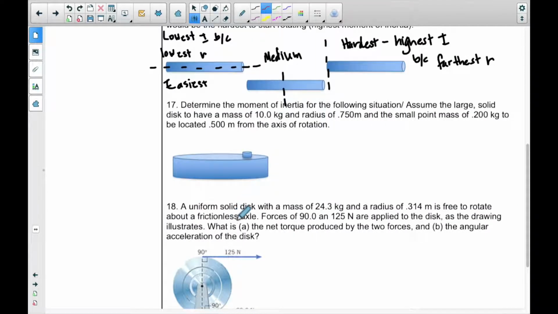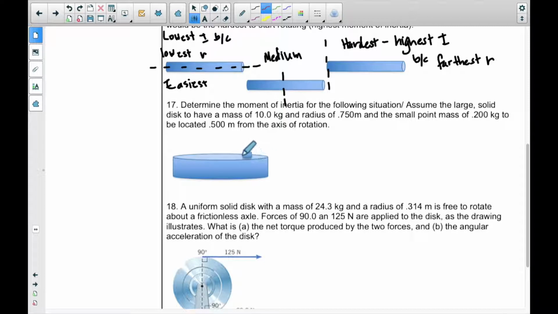Sometimes we deal with these things called point masses. And so let's take a look at the problem. Determine the moment of inertia for the following situation. Assume the large solid disk to have a mass of 10 kilograms and a radius of 0.75 meters, and the small point mass of 0.2 kilograms to be located 0.5 meters from the axis of rotation.